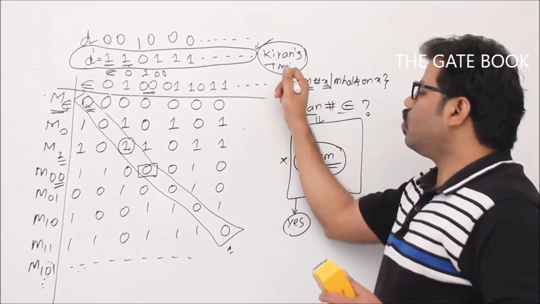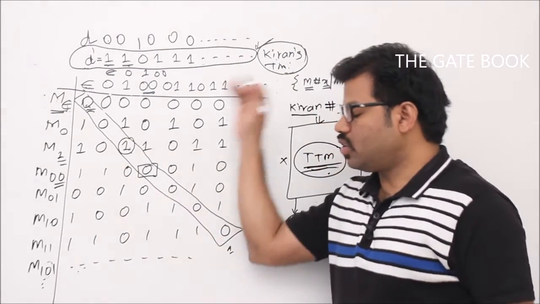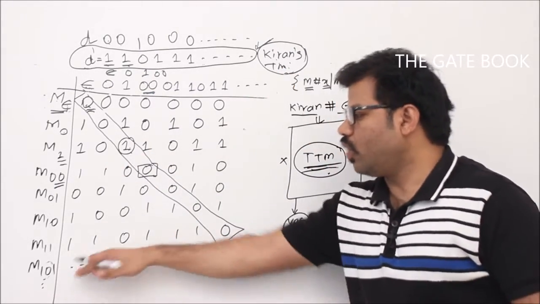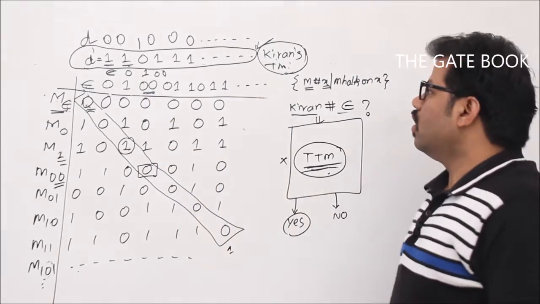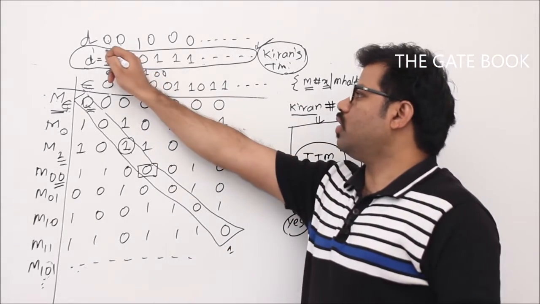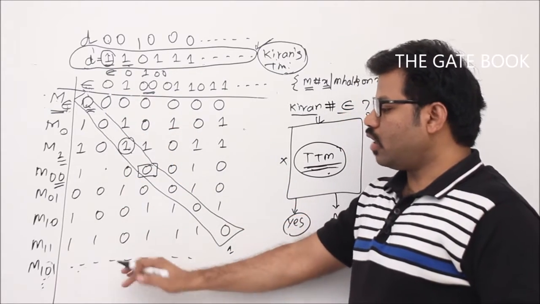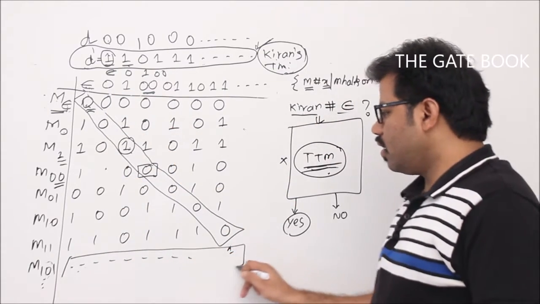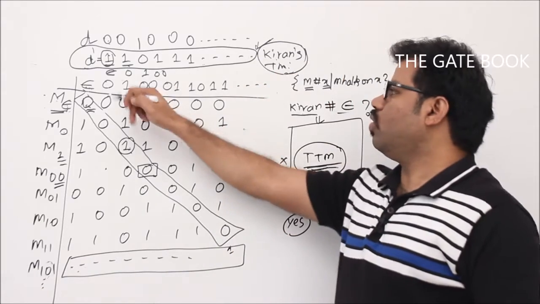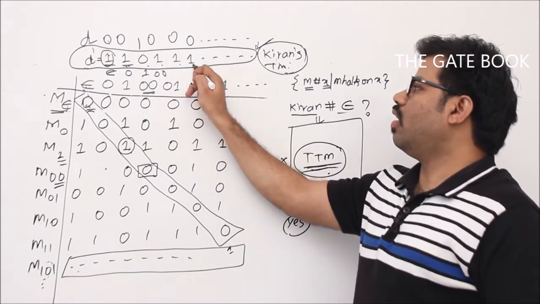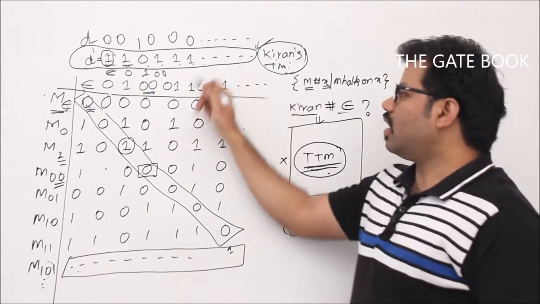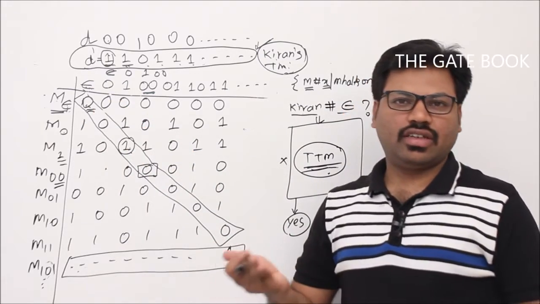Now, Kiran's Turing machine is not possible. I mean, Kiran's Turing machine is not an entry, not a row in this matrix. Why, sir? Really, Kiran's Turing machine's entries should be there, so there should be one row like that, correct? So what is Kiran's Turing machine's row? This one, 1 1 0 1, and so on. It is nothing but the diagonal's complementation, right?